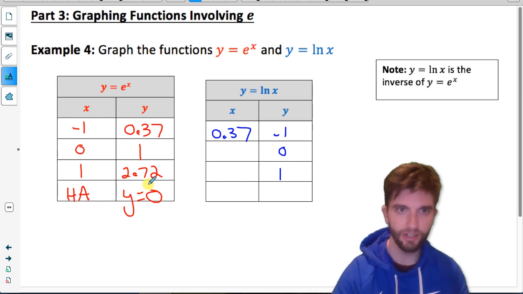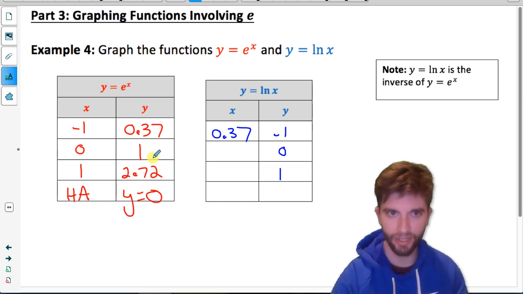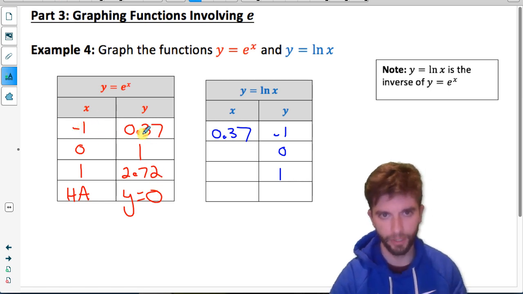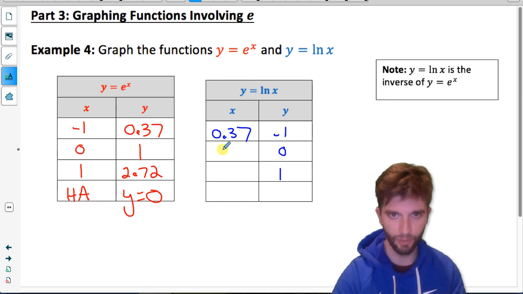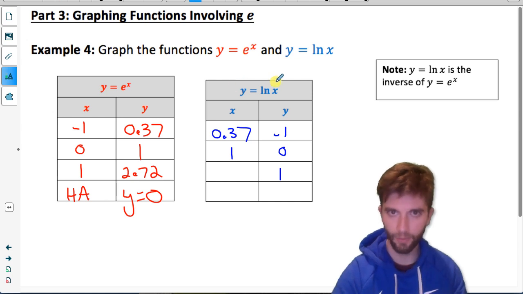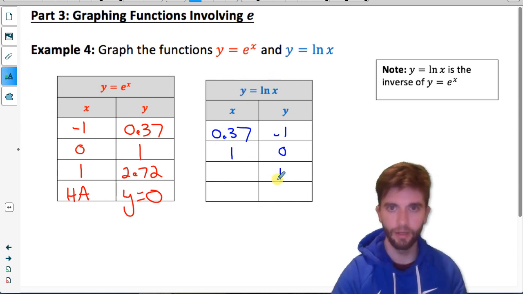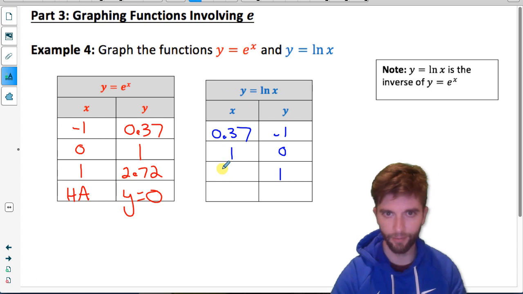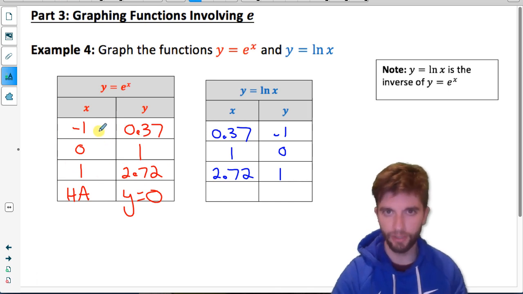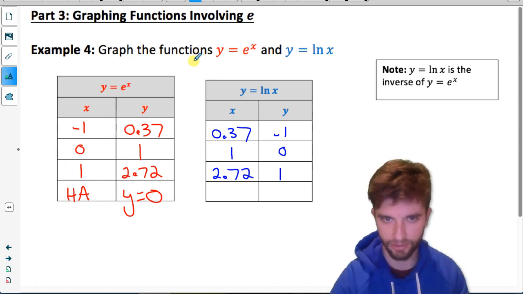In fact, these functions are inverses of each other. So you're going to notice the x and y values are just swapped. So this one was negative 1, 0.37. This one's going to be 0.37, negative 1. So this was 0, 1. This is going to be 1, 0. Right? If I plug 0 in for y, do e to the power of 0, and I get 1, so x is 1. Plug 1 in for y, e to the power of 1 is about 2.72. Notice the x and y values are all just swapped from these ones, because these are inverse functions.